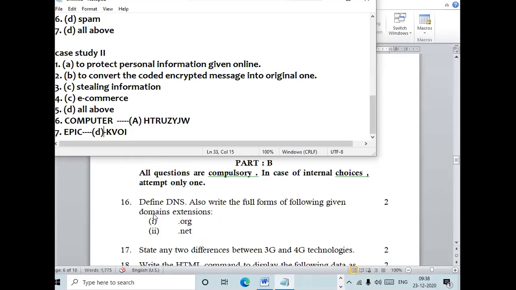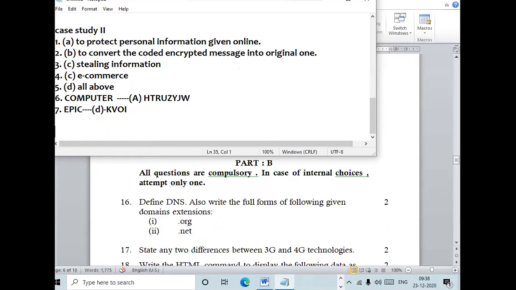But I am telling you here the first question: define DNS. Beta, DNS stands for Domain Name System. It is the character-based system by which servers are identified on a network. Right? Am I clear?